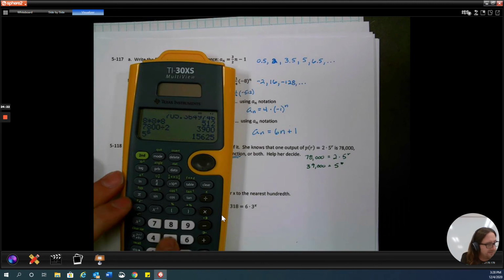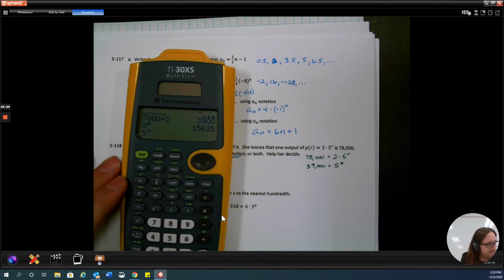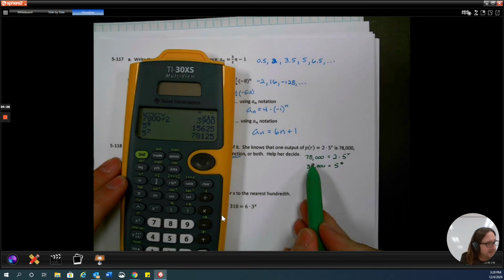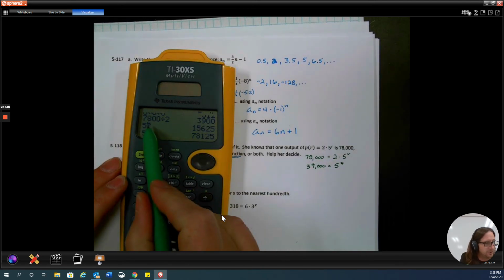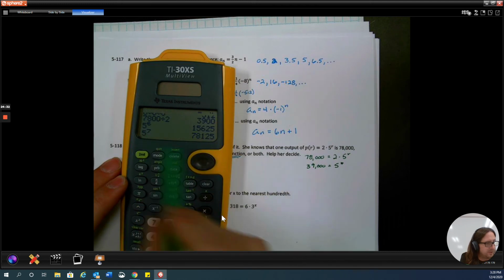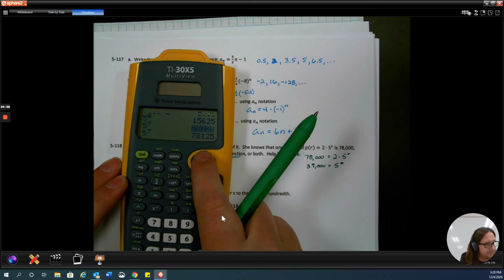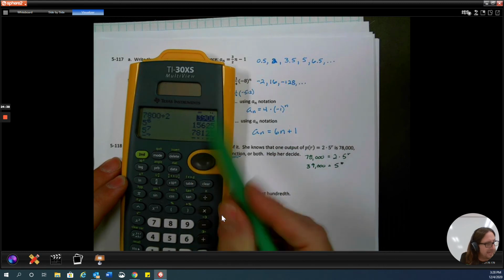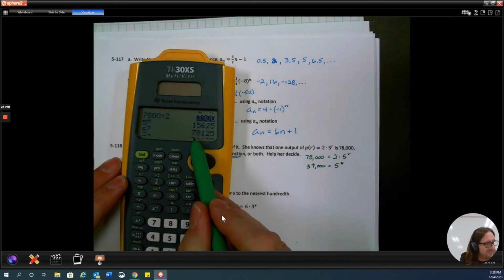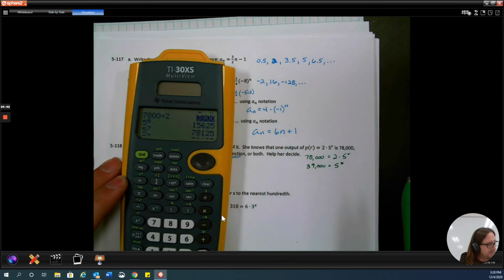Let's try 5 to the 7th. Well, now that's beyond 78, so no. The actual exponent would be between 6 and 7. What happened there? So the actual exponent, since 5 to the 7th is 78,000. Oh, wait, no, we're looking for 39,000.